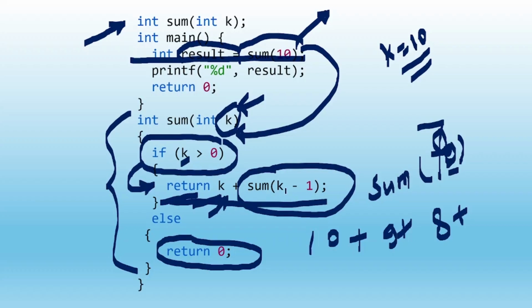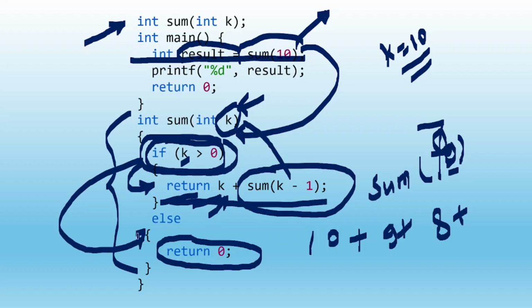the value of k minus 1 will be 0. So 0 will be copied in k, and this condition will be checked. What is the value of k currently? 0. So is k greater than 0? No, k is equal to 0. So the condition will be false here, and it will jump to the else part of this code, and then it will return 0.